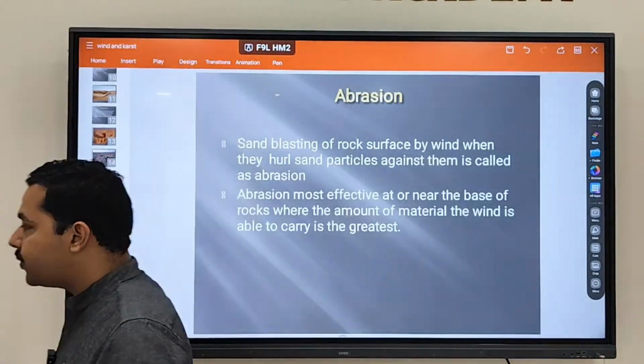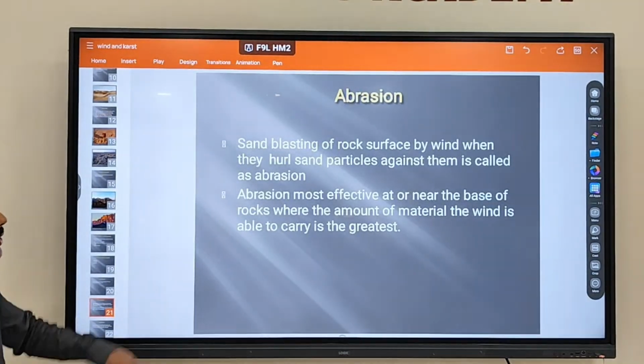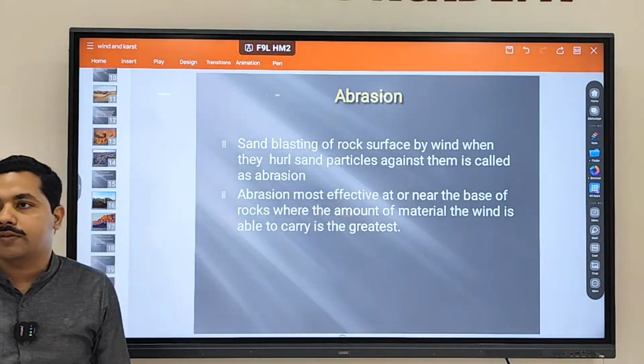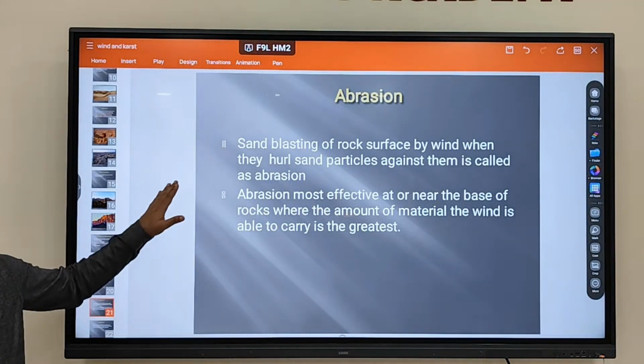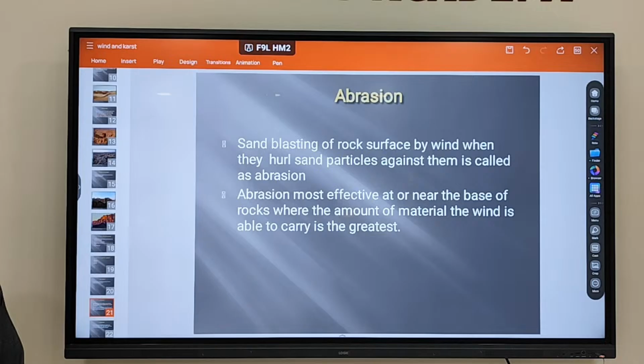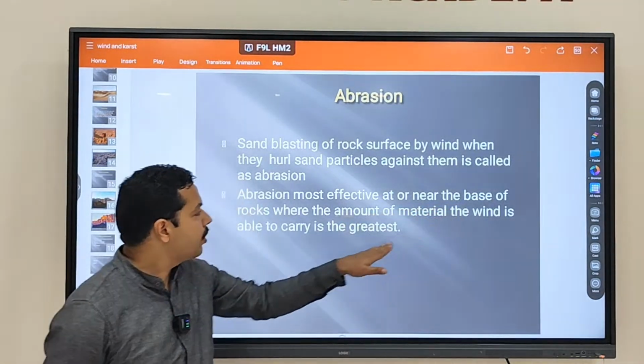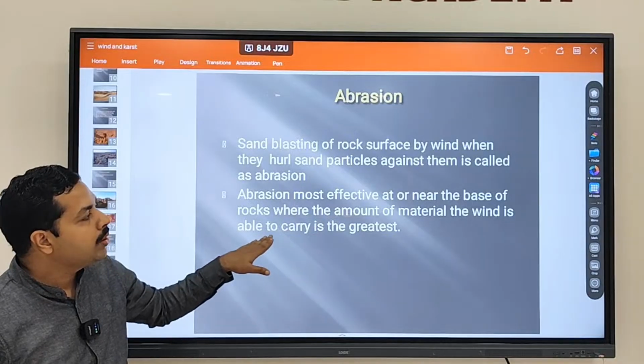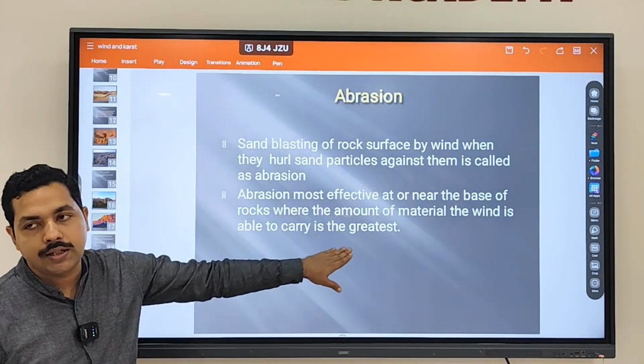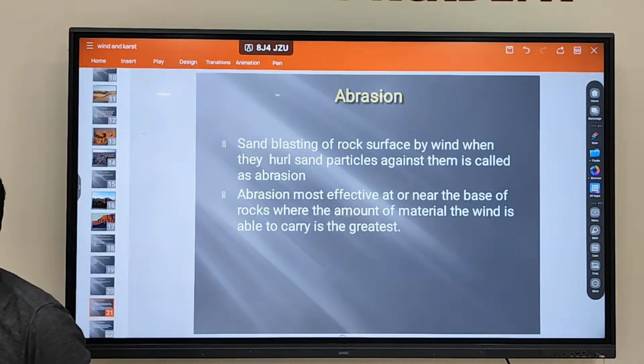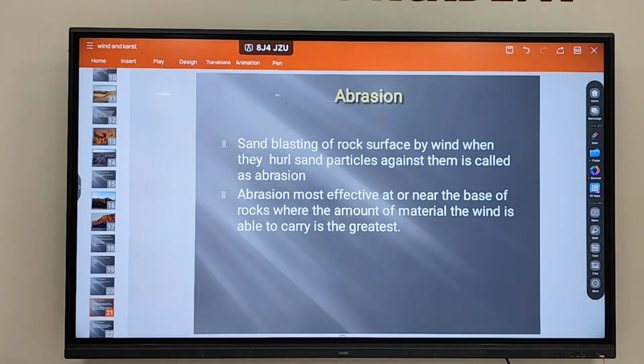The second process we discussed is what? Abrasion process. It is sand blasting of the rock surface. So whatever sand the wind is picking up, when it is blasting the rock surface, it is called what? It is called the abrasion process. And we discussed where the abrasion will be more effective: at the base of the rock, where a greater amount of particles can be carried by the wind. So that's why abrasion will be more at the base of the rock.